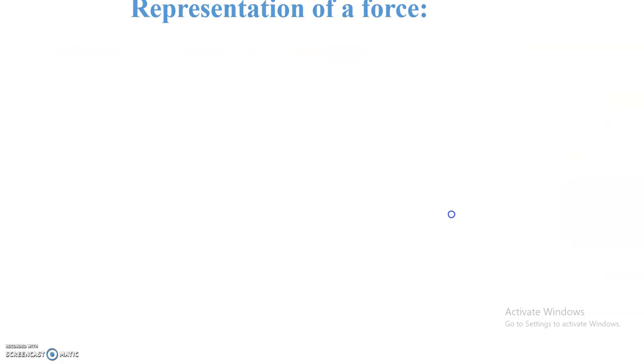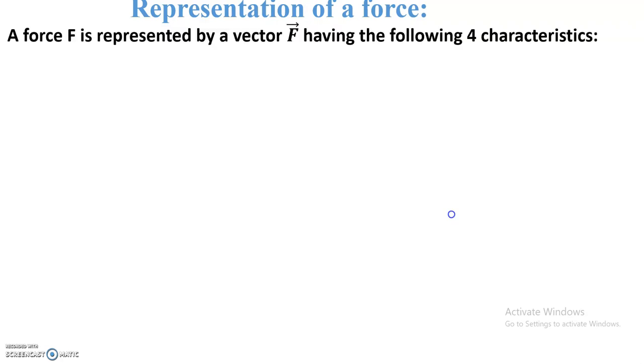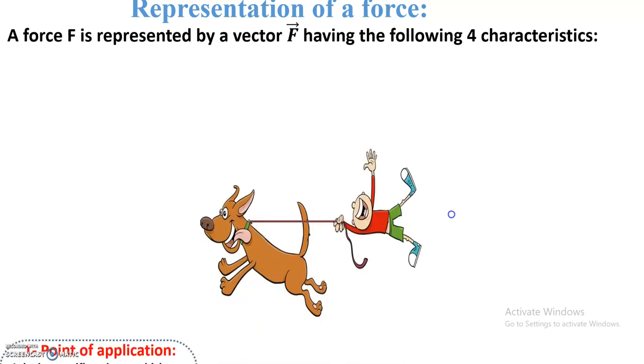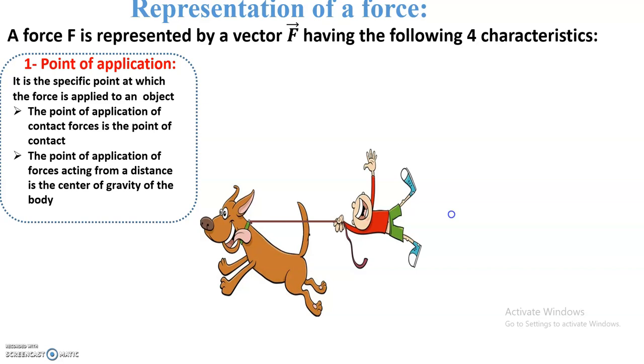Now, how can we represent a force? I mean, how can we describe a force using what we call a vector? A force is represented by a vector. Each vector has 4 characteristics. So I have the vector F. To describe F, we should mention 4 characteristics. The first characteristic is the point of application. The point of application means where the force is applied on the body.